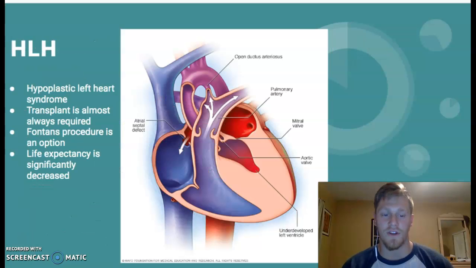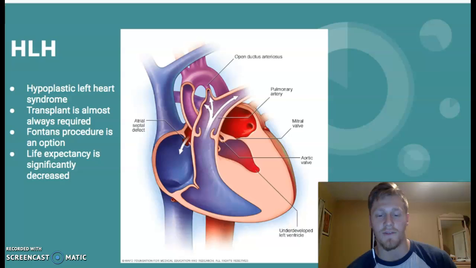Here I wanted to show the separate image of a heart affected with HLHS, or hypoplastic left heart syndrome, just to demonstrate how dramatic some of these defects can be in contrast with a normal human heart. Here we can see a highly underdeveloped left ventricle, which is basically going to make pumping oxygenated blood back into the body pretty impossible. In these cases, surgical intervention is pretty much required. Transplant is required within the first couple weeks of life.